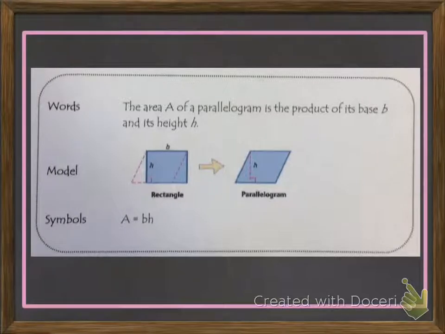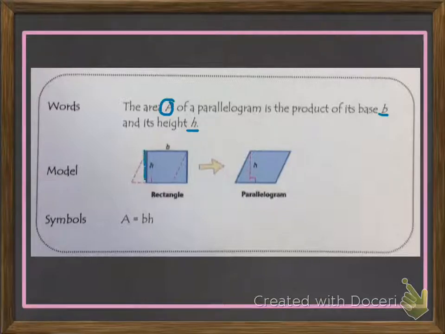To find the area of a parallelogram, we're going to write it out in words first. So the area, which is represented by this capital letter A, of a parallelogram is the product of its base, represented by a lowercase b, and its height, represented by a lowercase h. So we have a model. This is what a parallelogram looks like.